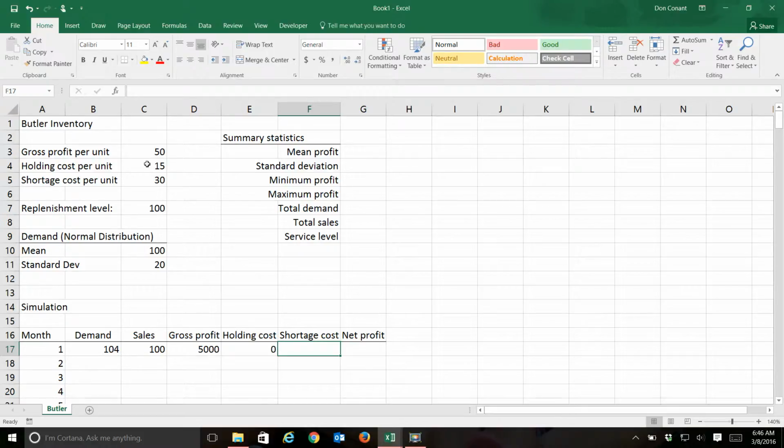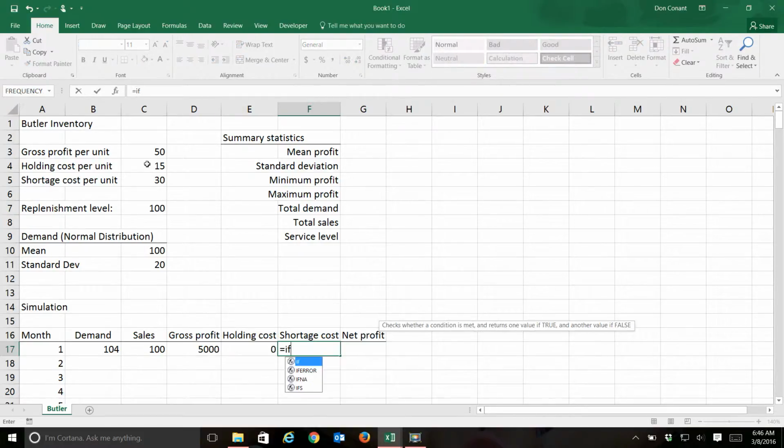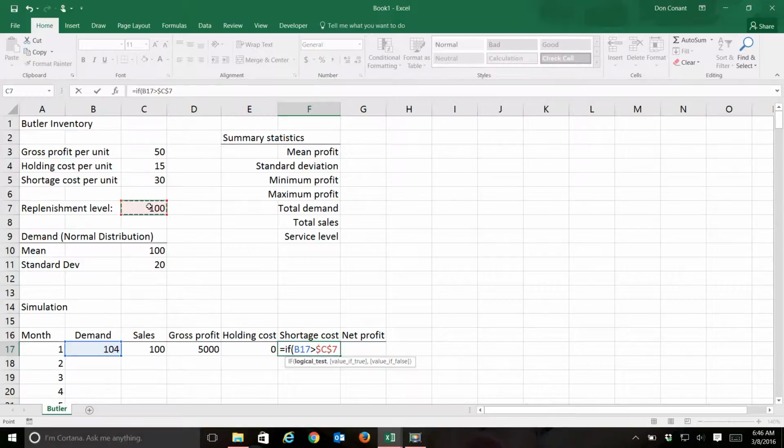I'm going to take a look and see if my demand was greater than the replenishment level or my inventory level. If it is, then I ran out of stuff. More people wanted to buy stuff than I had to sell them, so I incur a shortage cost. And my shortage cost is going to be my demand, because I know it's the larger value. That's that quantity. So I'll take demand minus my replenishment level, which I will set to absolute.